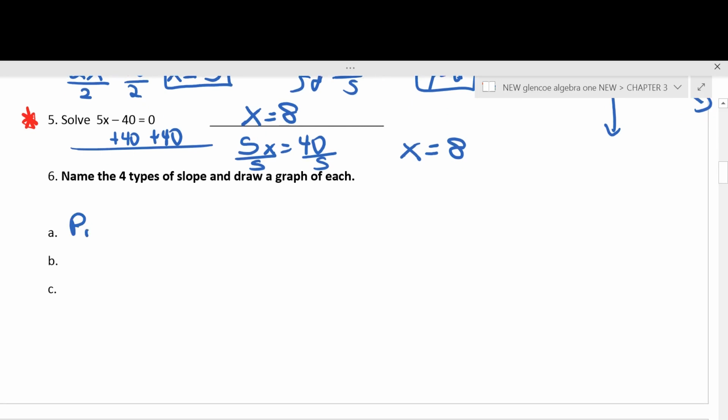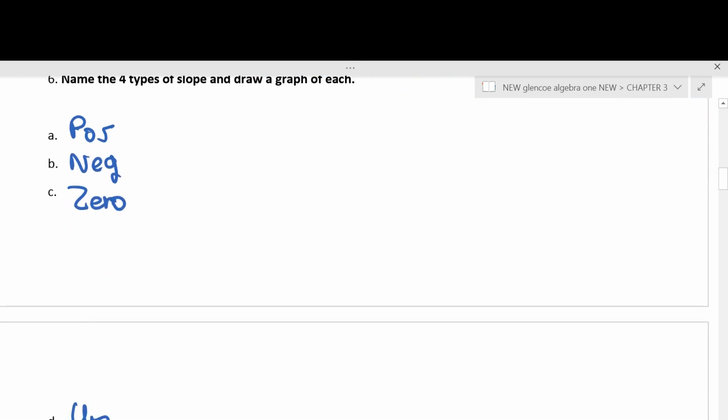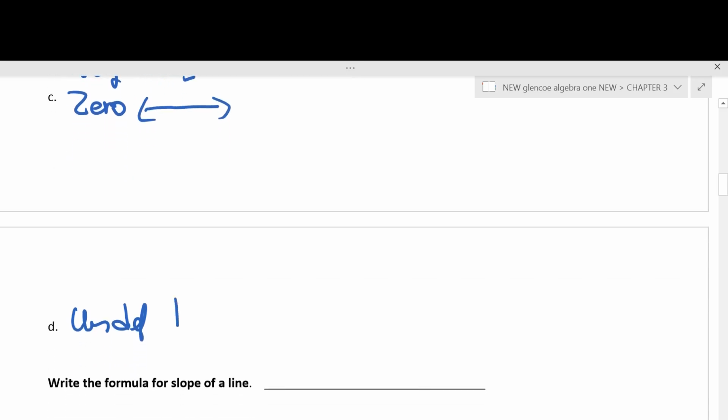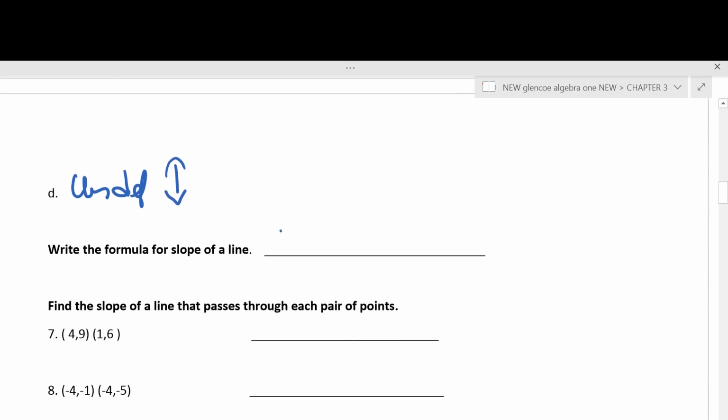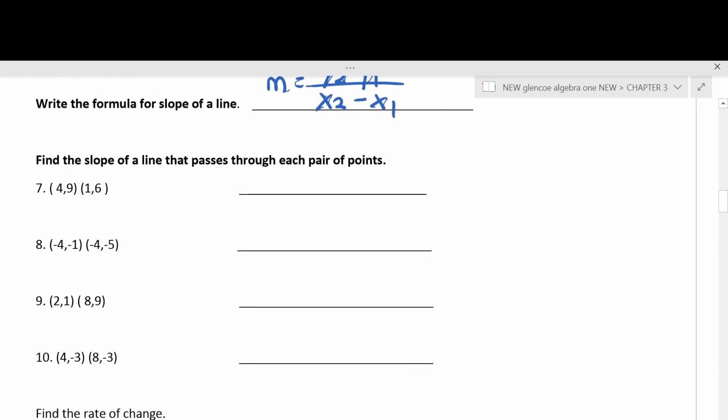Name the 4 types of slope: positive, negative, 0, and undefined. Positive slope, the line rises from left to right. Negative slope, the line falls from left to right. 0 slope, horizontal lines have 0 slope. And undefined slope, vertical lines have undefined slope. Write the formula for the slope of a line. M, the slope, equals y2 minus y1 divided by x2 minus x1.